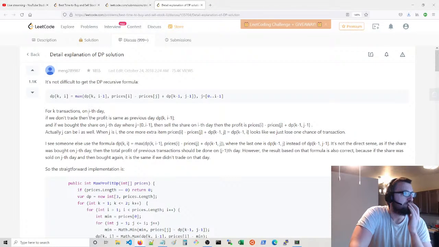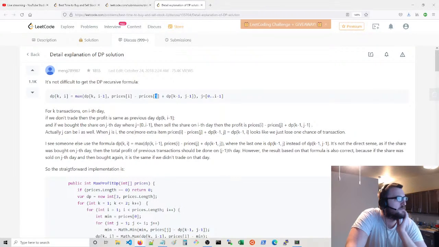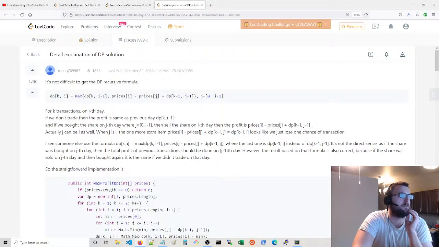DP K, I minus 1. If we bought the share on the jth day, where J is 0 to I minus 1 inclusive, then sell the share on the ith day, then the profit is prices of I minus prices of J plus DP of K minus 1, J minus 1. If we bought the share on the jth day, we don't necessarily know which day, so this actually has to be stored in memory, right? Which day we bought the stock.